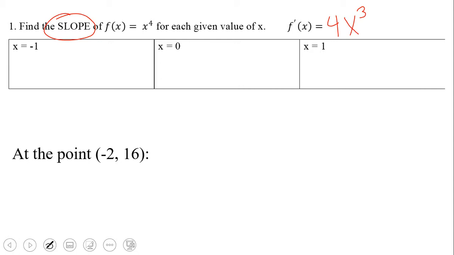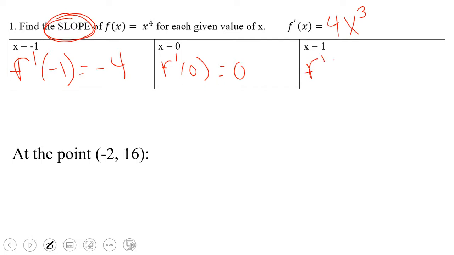If they're asking you to find the slope at x equals -1, that means you want to find the value of the derivative, f prime, at -1. So -1 cubed would be -1. -1 times 4 would give you a slope of -4. If you want to find the slope at 0, that means you want to find the value of the derivative at 0. 4 times 0 cubed would be 0. If you want to find the value of the slope at x equals 1, that means you're finding the value of the derivative at 1, which would be 4 times 1 cubed, which of course would just be 4.